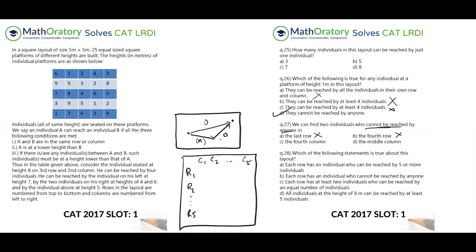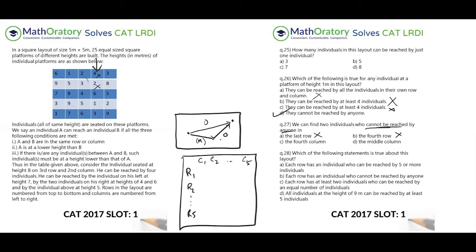C says fourth column. Okay, so fourth column is this one. Let's test this out. 4 can be reached by a lot of these, 2, 3, this 2. So this is out. 2 cannot be reached by anybody here, right? Just look at the adjacent ones first, always. So 2 cannot be reached by anyone here. 6 cannot be reached.